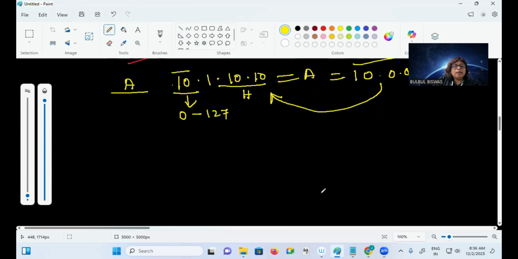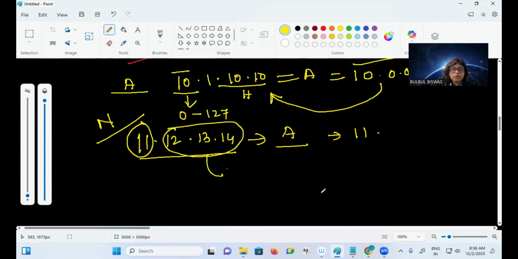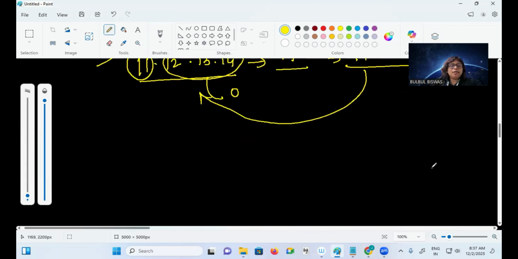Another example I'm taking, if I'm having an 11.12.13.14 IP. So everybody, as per 11, we can identify it is class A. If it is class A, then this is the network octet. We will keep the network octet as it is. Now these three octets are my host octets. We have to put 0, so 0.0.0. We have given 0 to every host octet, and this resultant IP is nothing but the network address of this host.